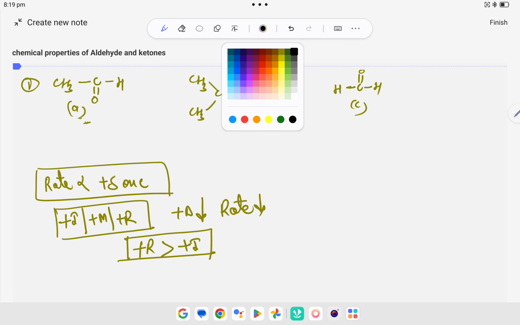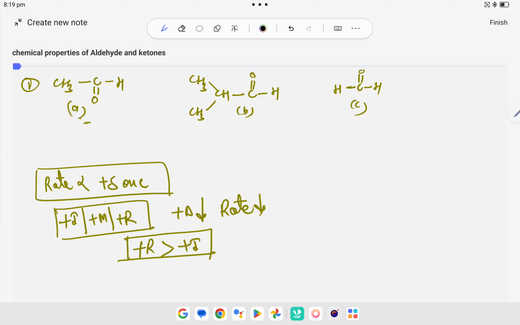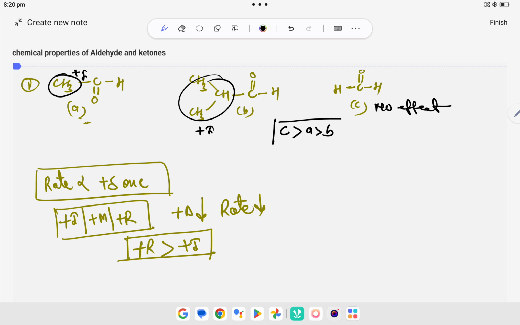See, now here this is showing plus I effect, this is also showing more plus I effect, and here no effect. Then what is the order now? Which one is more reactive? C, then A, then B. That is the order of reactivity.